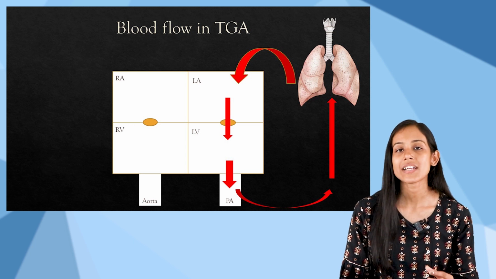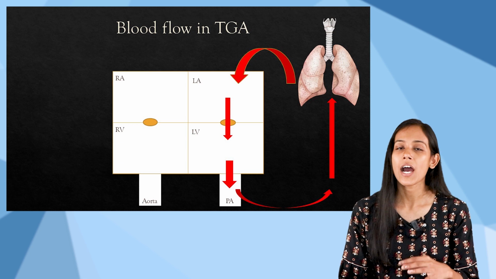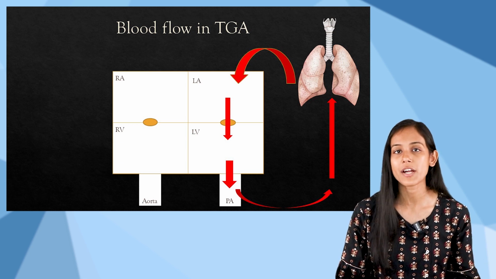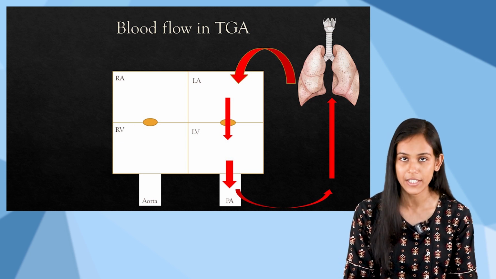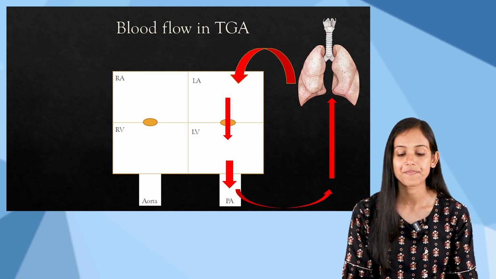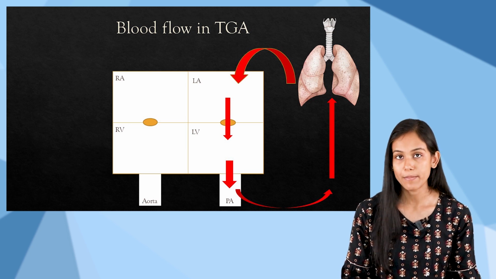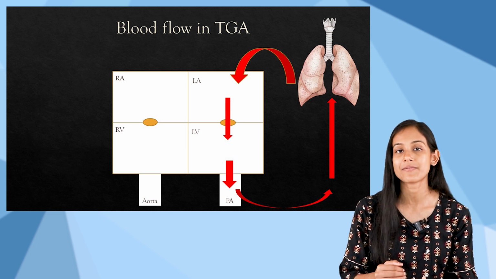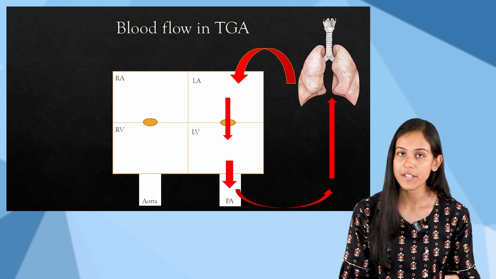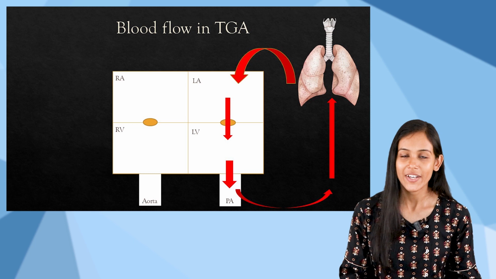But now in transposition of great arteries, what happens? However, the deoxygenated blood would come to the right atrium from the superior vena cava and inferior vena cava. And then from the right atrium, this deoxygenated blood would come down to the right ventricle through the tricuspid valve. And now here we have the problem, right?